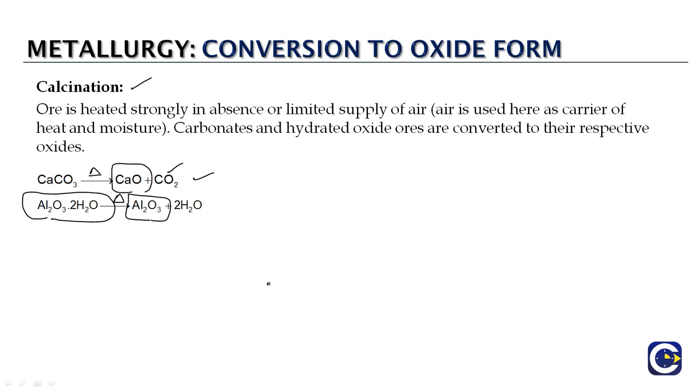So these are the two important processes to convert the other types of ores into the oxide. Now once we have the oxide form of the ore, we will be able to reduce this to get the metal, and that we will see in the third step of the metal extraction process.